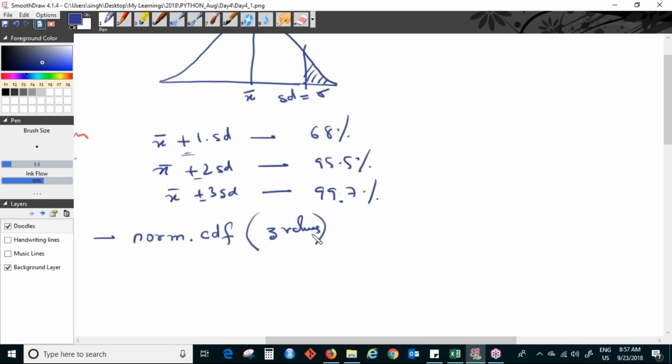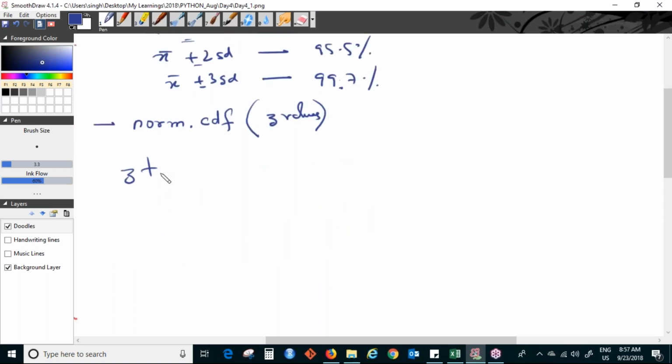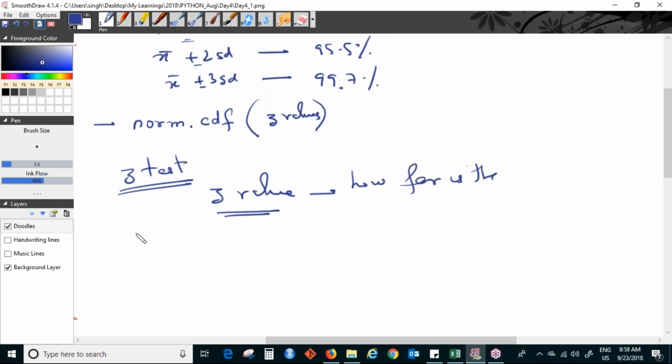That brings us to the z test that we saw yesterday. The z test is a very simple test where you just find out what the z value is. So what is a z value? A z value is how far your particular point, the point in consideration, is from the average in terms of standard deviation. This is what it measures.